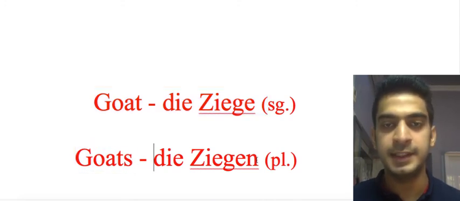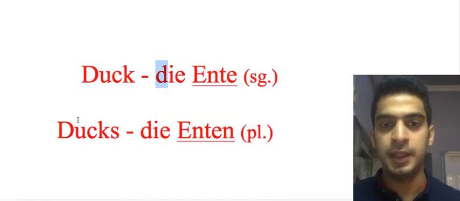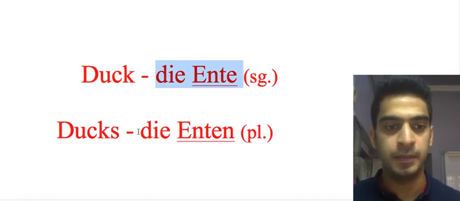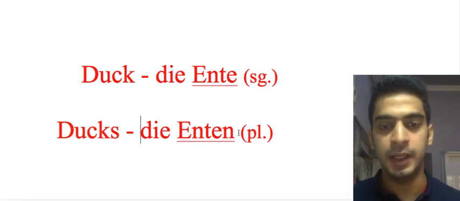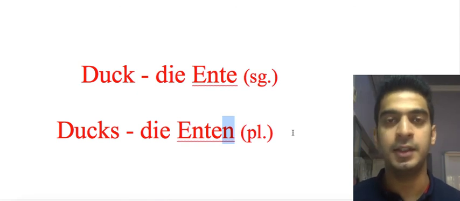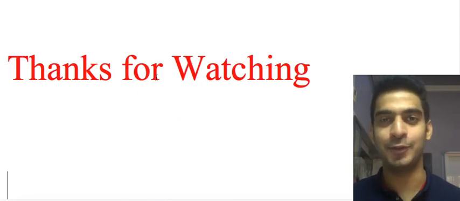Goat, die Ziege, singular form. Goats, die Ziegen, plural form. Duck, die Ente, singular form. Ducks, die Enten, plural form. Extra n at the last. Die Enten means ducks. That's all for today's session. In this lesson, we have seen a couple of words that were really difficult to pronounce and even to retain.